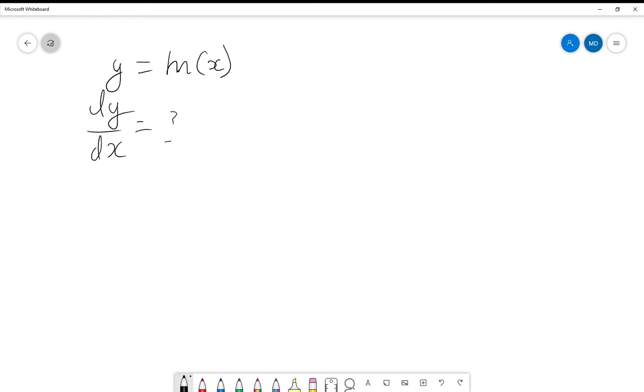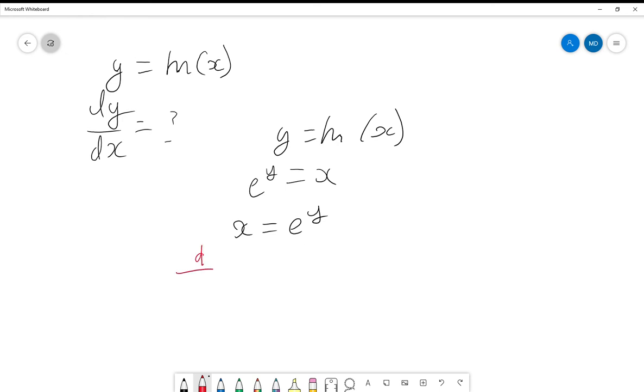because what we want to do is do a little bit of rearranging. So rather than writing y equals the natural log of x, we're going to use the fact that it's the inverse of e to the x and rewrite that as e to the y equals x, or x equals e to the y. And now I'm going to differentiate both sides, but rather than with respect to x, I'm going to differentiate with respect to y. So I'm going to take d by dy of each side.